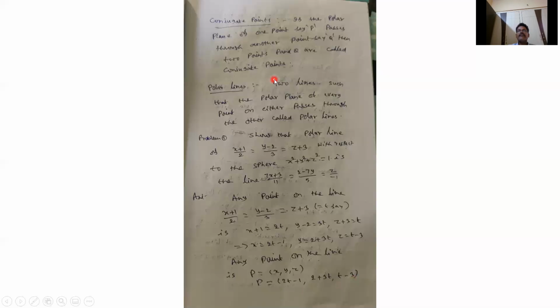The polar plane of P with respect to the sphere is S1 = 0. The sphere is x² + y² + z² - 1 = 0, so S1 = 0 means xx1 + yy1 + zz1 - 1 = 0. Here x1 is 2t-1, y1 is 2+3t, z1 is t-3.